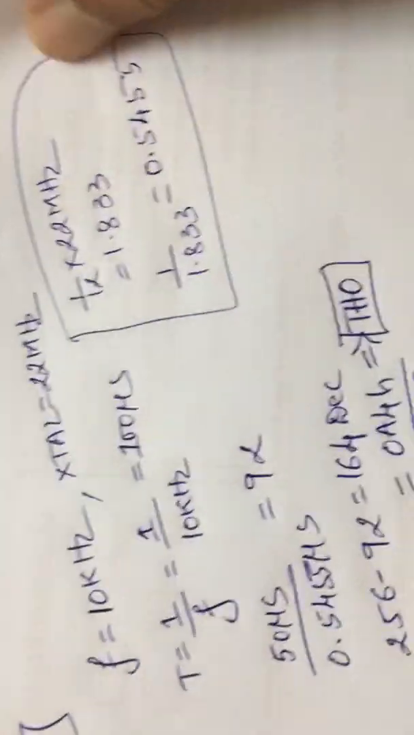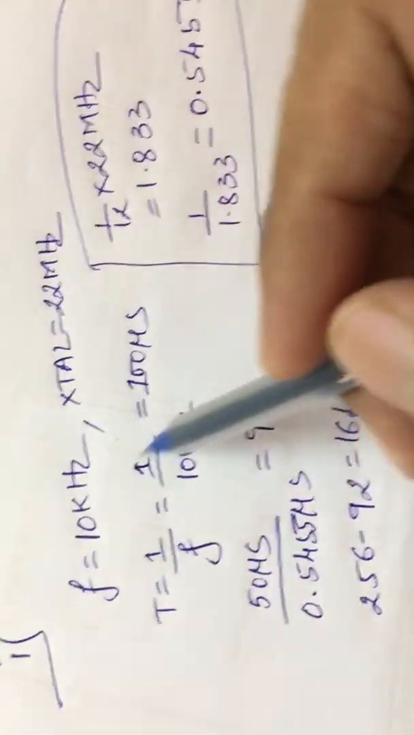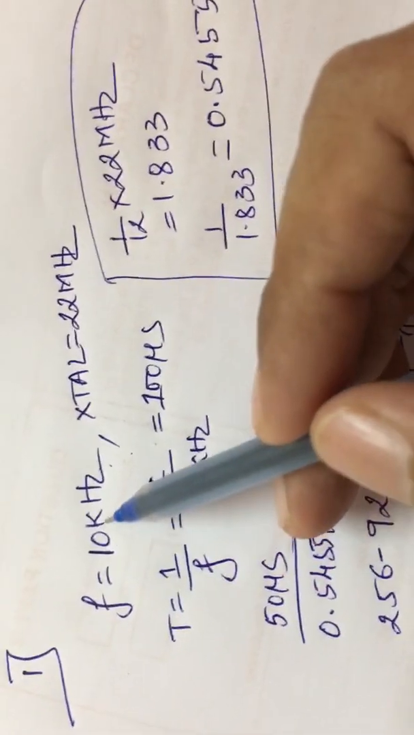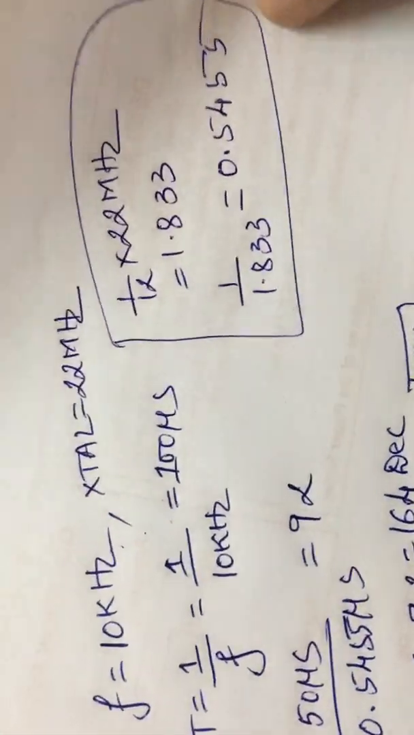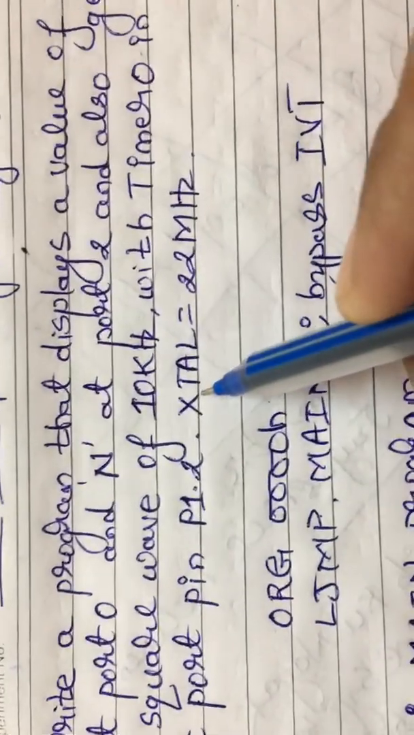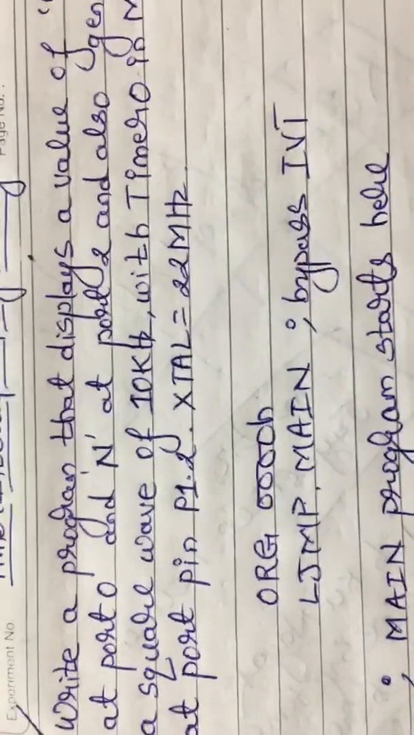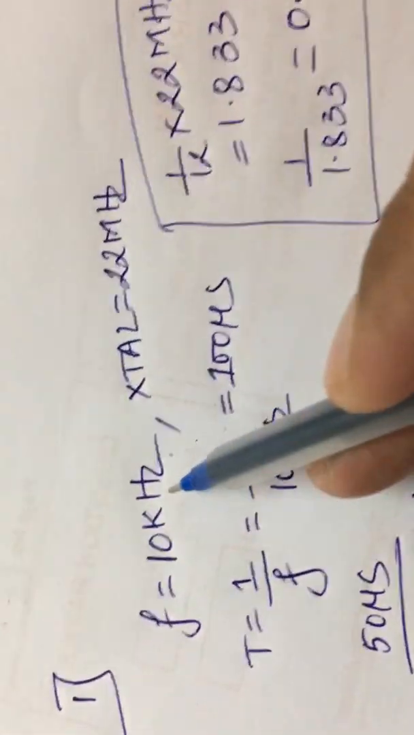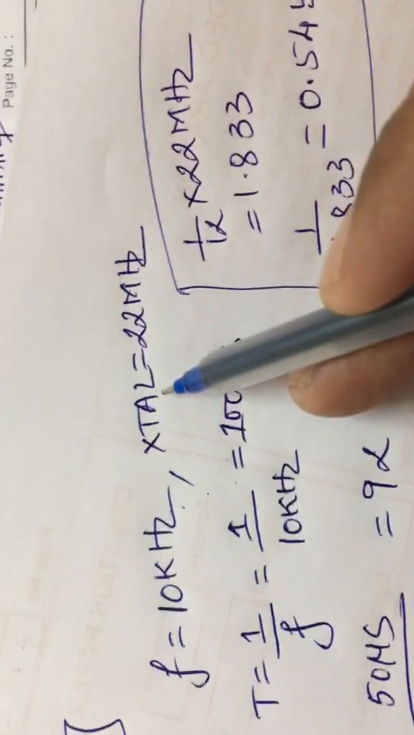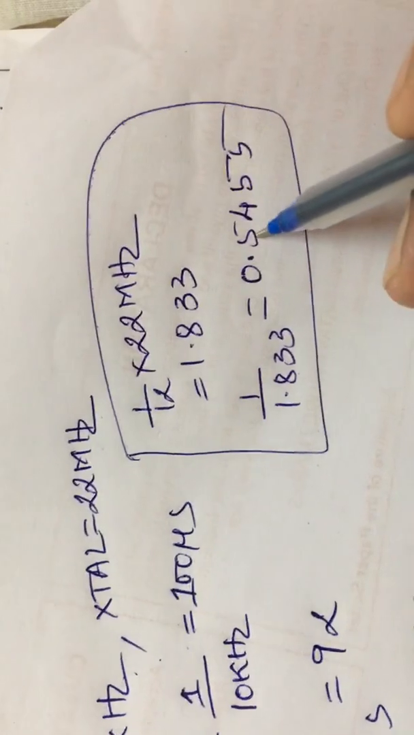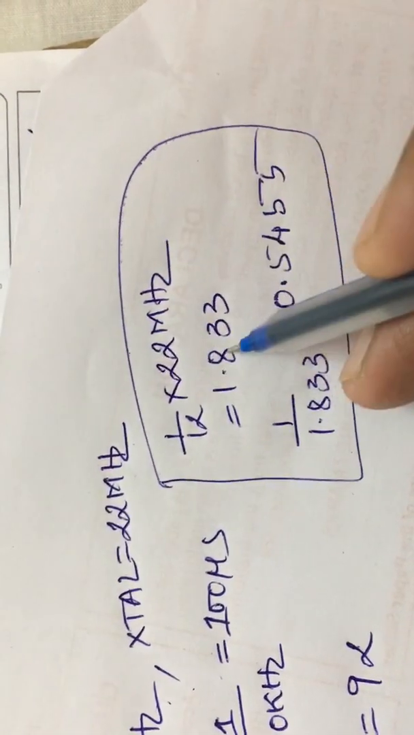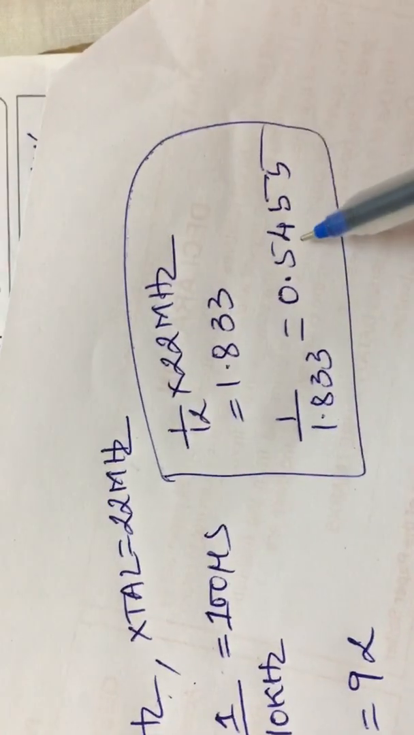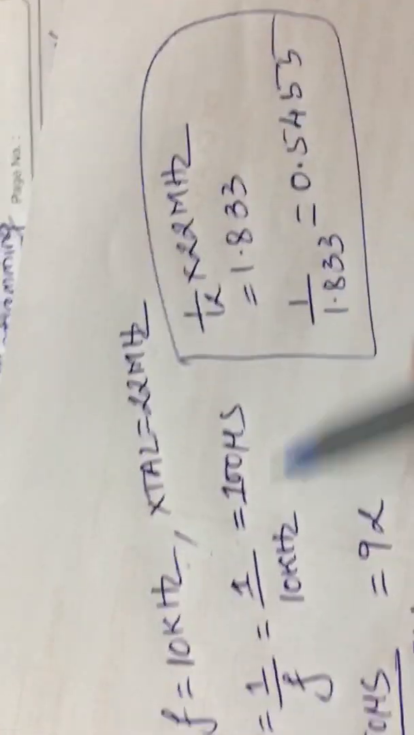For that I have already calculated here. I will show it once again. They have given f equal to 10 kilohertz, and they have given the crystal frequency as 22 megahertz. So f is equal to 10 kilohertz, crystal frequency is 22 megahertz, right? First we need to calculate the value of the machine cycle for 22 megahertz. 1 by 12 of 22 megahertz is equal to 1.833. Take the inverse of that, you will get 0.5455, right?